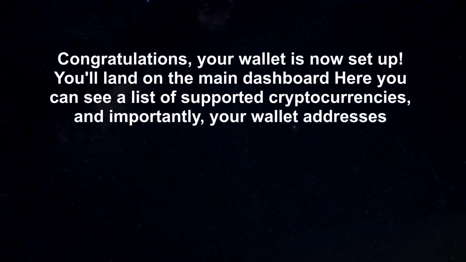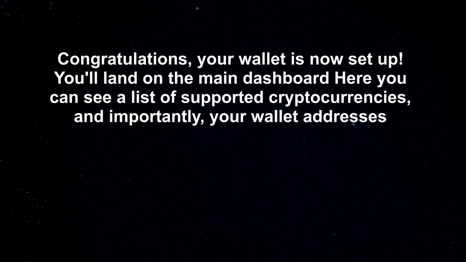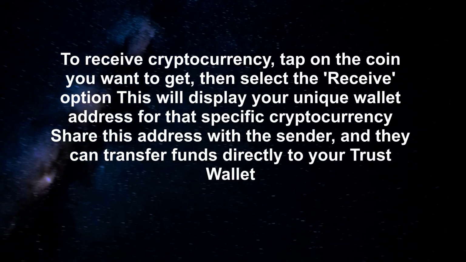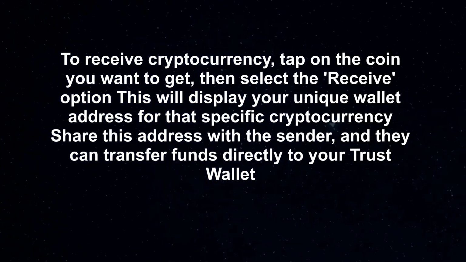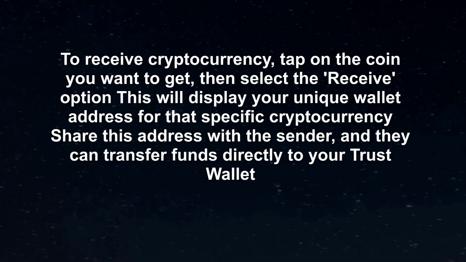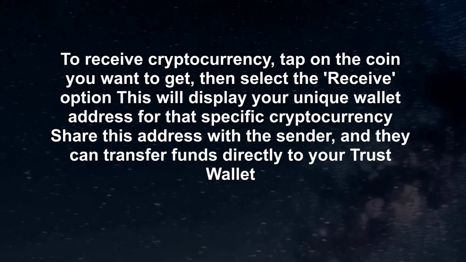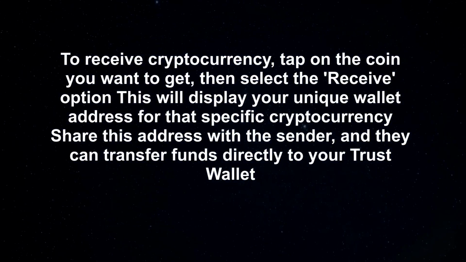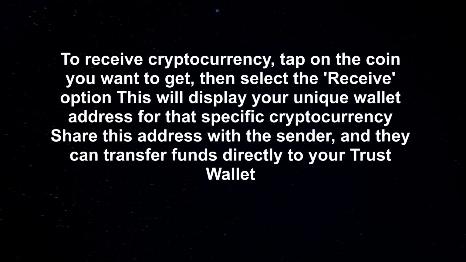Here you can see a list of supported cryptocurrencies and, importantly, your wallet addresses. To receive cryptocurrency, tap on the coin you want to get. Then select the Receive option. This will display your unique wallet address for that specific cryptocurrency. Share this address with the sender, and they can transfer funds directly to your Trust Wallet.